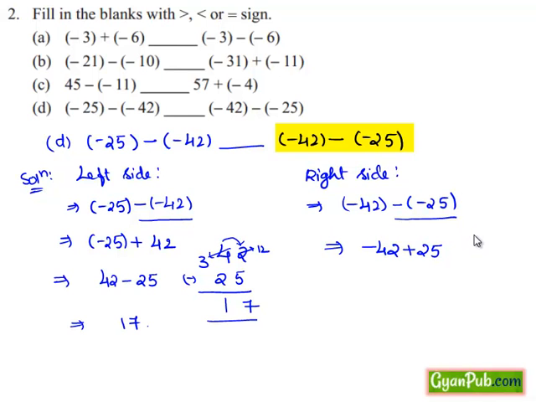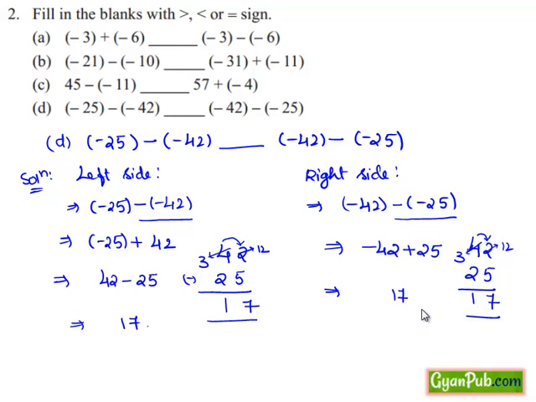So now we are subtracting 25 from 42. Since 2 is less than 5, we take a power of 10 from 4. This will become 12. This will become 3. 12 minus 5 is 7. And 3 minus 2 is 1. We'll get 17. But the 17 takes the sign of bigger integer.